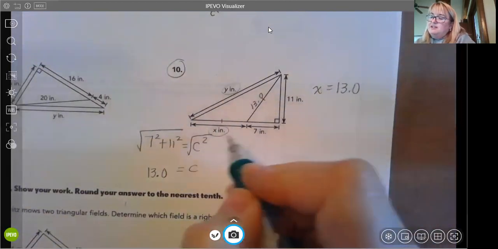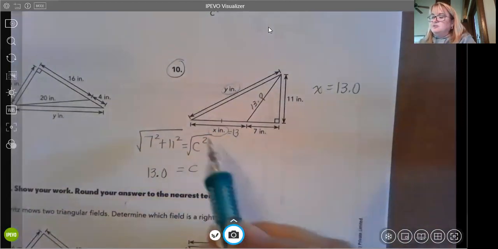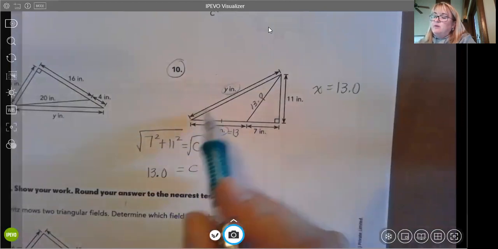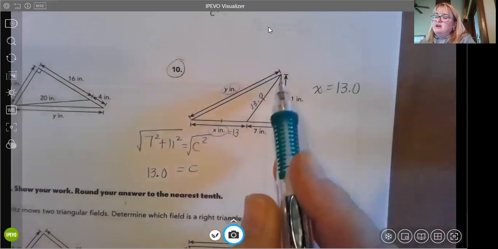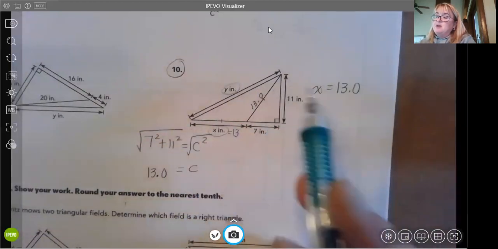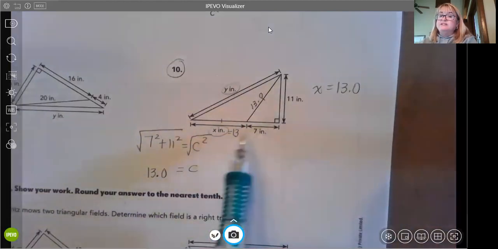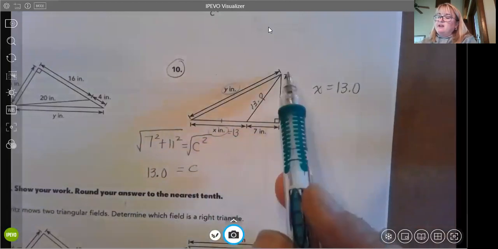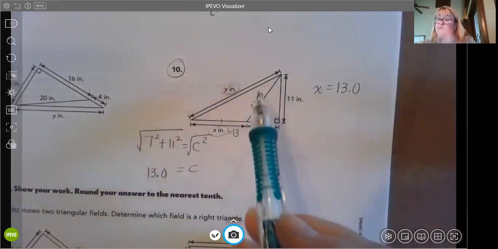And so this is 13, right? I kind of squished my work. So now I need to find what y is. Well, y is the hypotenuse of the big right triangle. I know this leg is 11. Now this leg I know is 13 and 7, so this leg is 20. So we've got a leg that's 11, a leg that's 20, and a hypotenuse that we don't know.